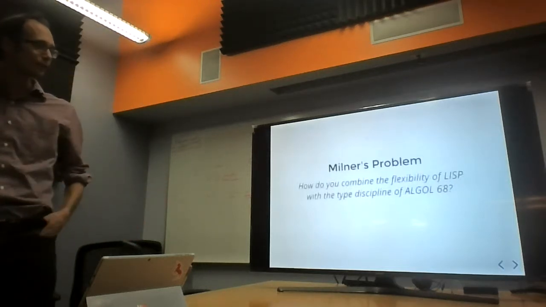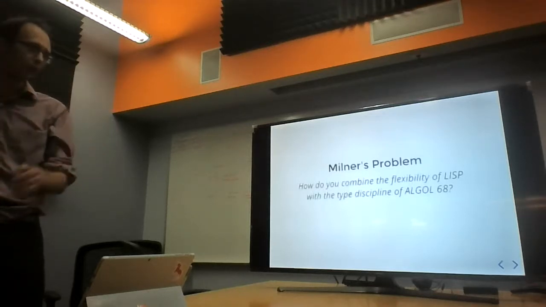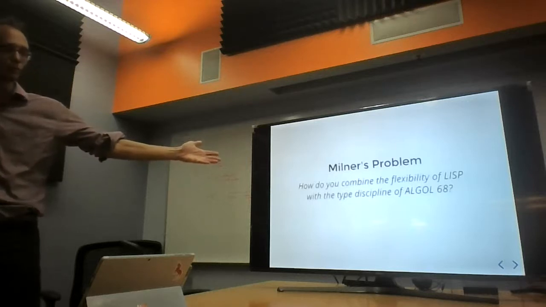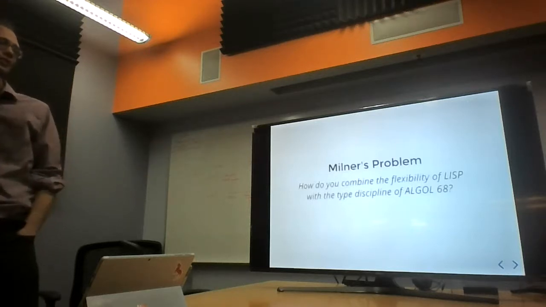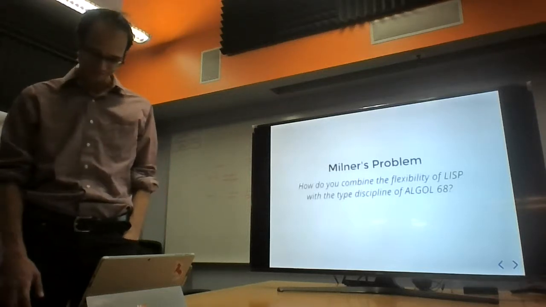Okay, so if you look at the 1978 paper by Milner where he introduces algorithm W, he has the following problem, which I think we can all relate to, which is how do you combine the flexibility of Lisp with the type discipline of Algol 68?